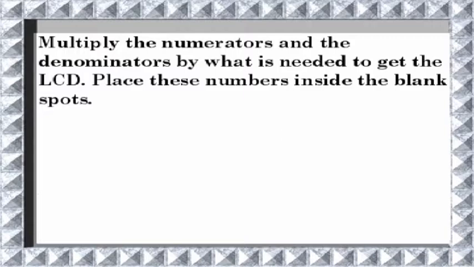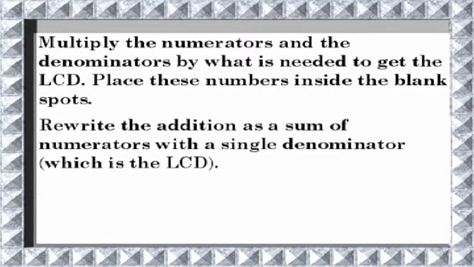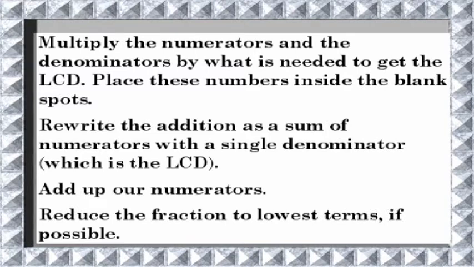Multiply the numerators and the denominators by what is needed to get the LCD. Place these numbers inside the blank spots. Rewrite the addition as a sum of numerators with a single denominator, which is the LCD. Add up our numerators. Reduce the fraction to lowest terms if possible.